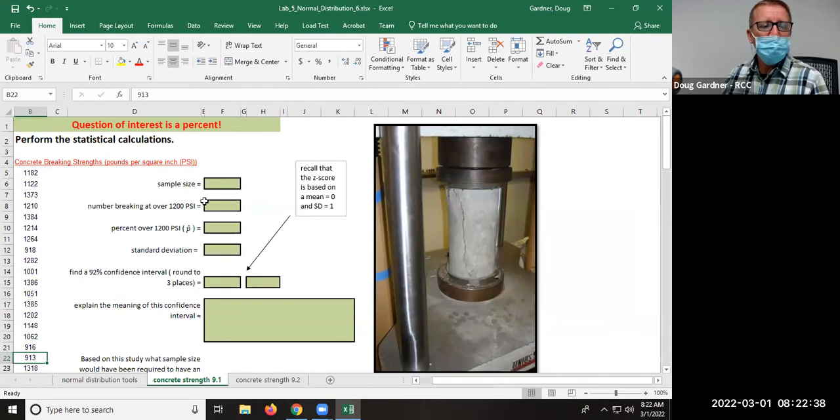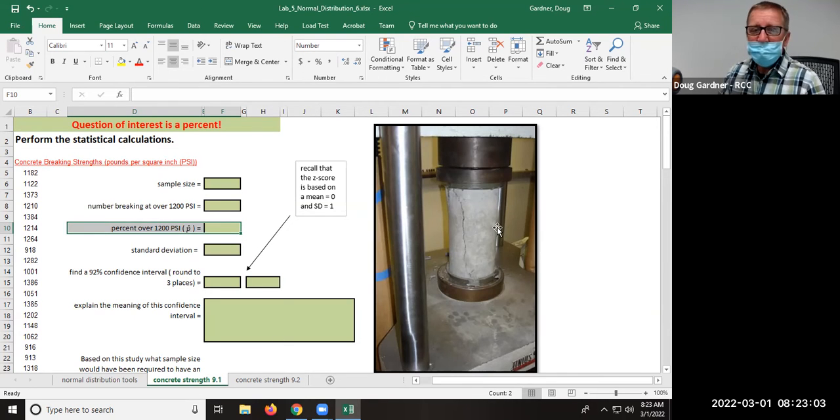So then I just ask you a bunch of questions. This is an example of, in a sense, what somebody would want to be able to do. This is also something that you're, in a sense, going to be doing for your final project. So sample size, and notice the question here, the number breaking over 1,200, and then here's the question at hand. Because the question of interest was a percent, what was this person curious about? They wanted to know what percent of all of these test cylinders break at over 1,200.